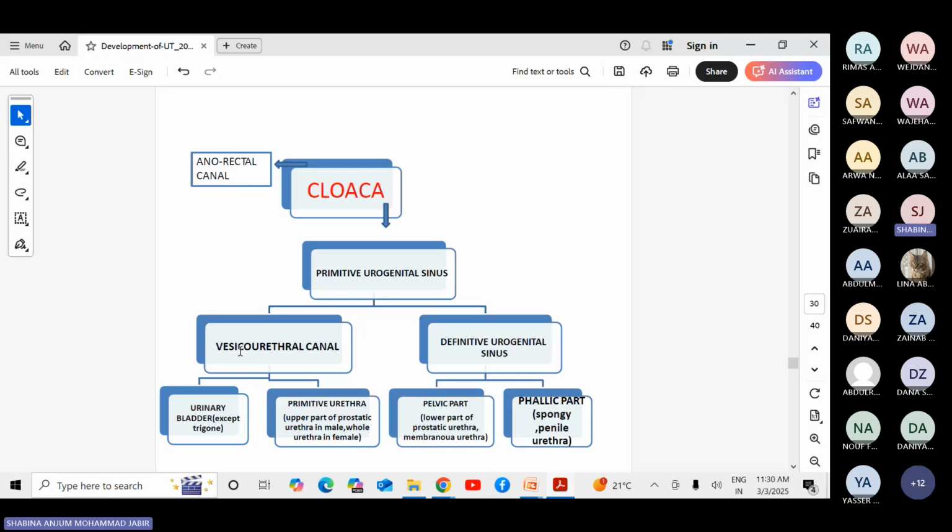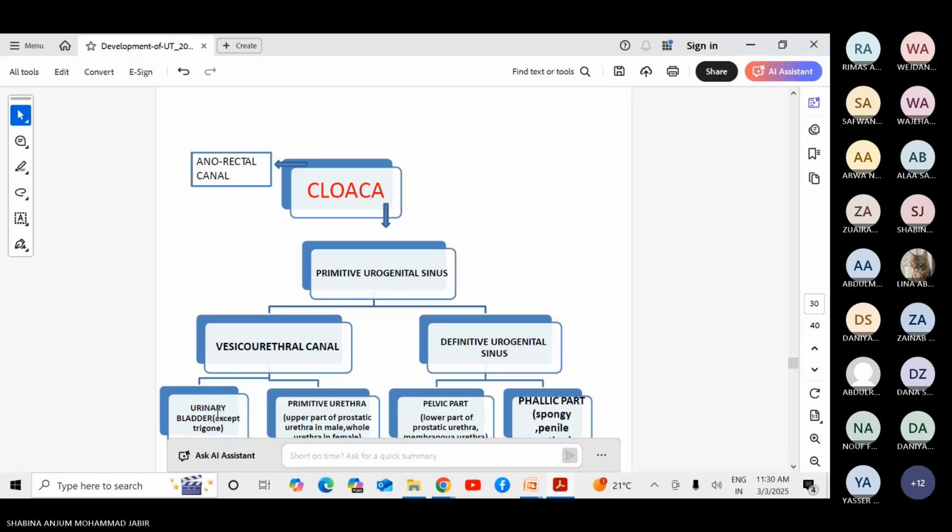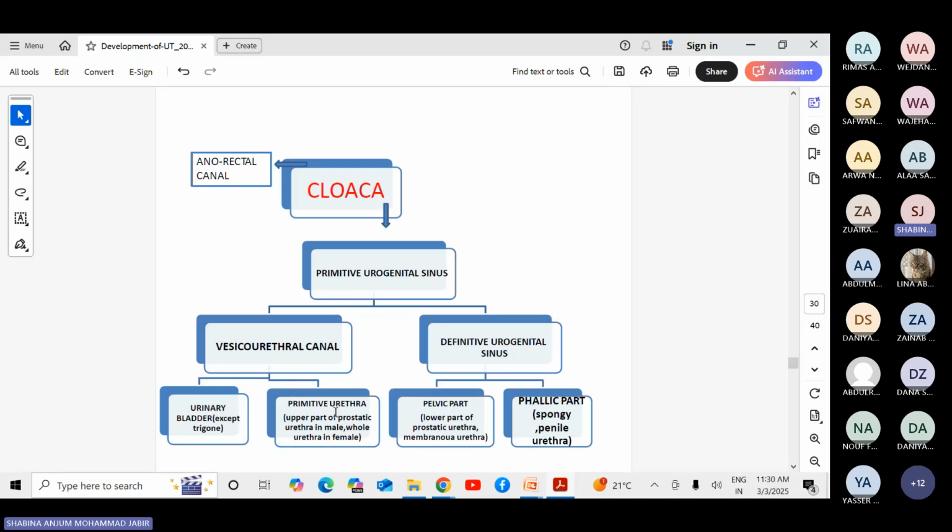Okay, so very easy. Vesico means urinary bladder, except the trigone. Urethral means the primitive urethra. Like the whole urethra in female, but in male only the prostatic part of the urethra. Then the definitive urogenital sinus is going to give you the lower prostatic part of the urethra, the membranous urethra, and the phallic part, the spongy and penile urethra. Okay, clear?